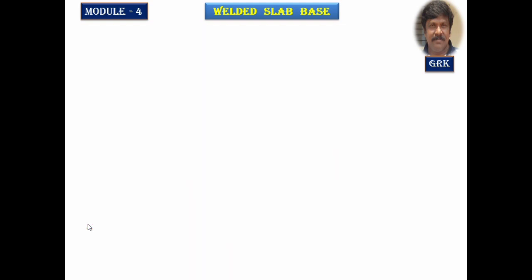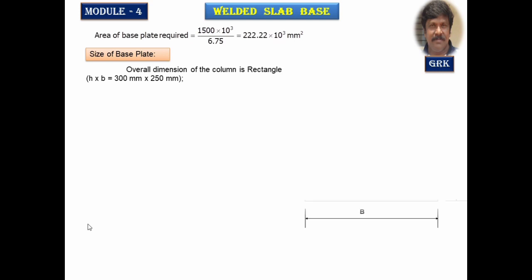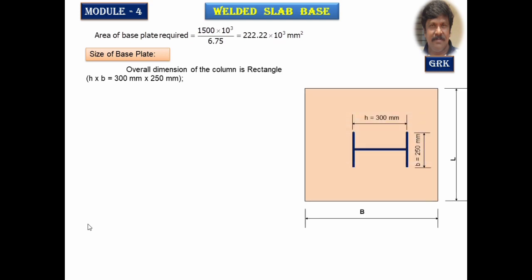Let us find out the area of this section. The required area of the base plate is 222.22 into 10 power 3 mm square. Let us design the base plate. The overall dimension of the base plate, as I said earlier, is rectangular in nature, 300 by 250. Therefore, we can design a rectangular base plate.